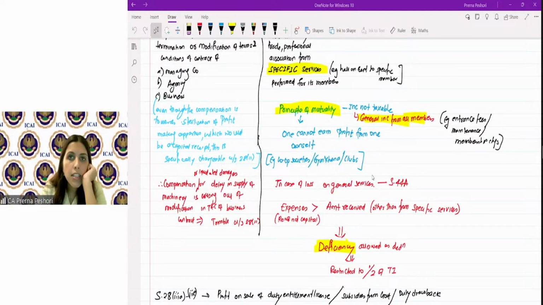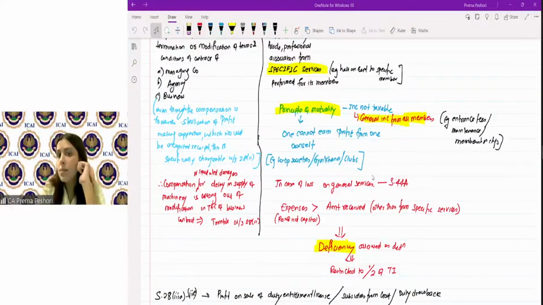So basically, the interest which is earned will not be governed by the principle of mutuality, for the reason that it is earned with the principle of commerciality. Are we getting that? So that will not be allowed here. So that will be specifically taxable.